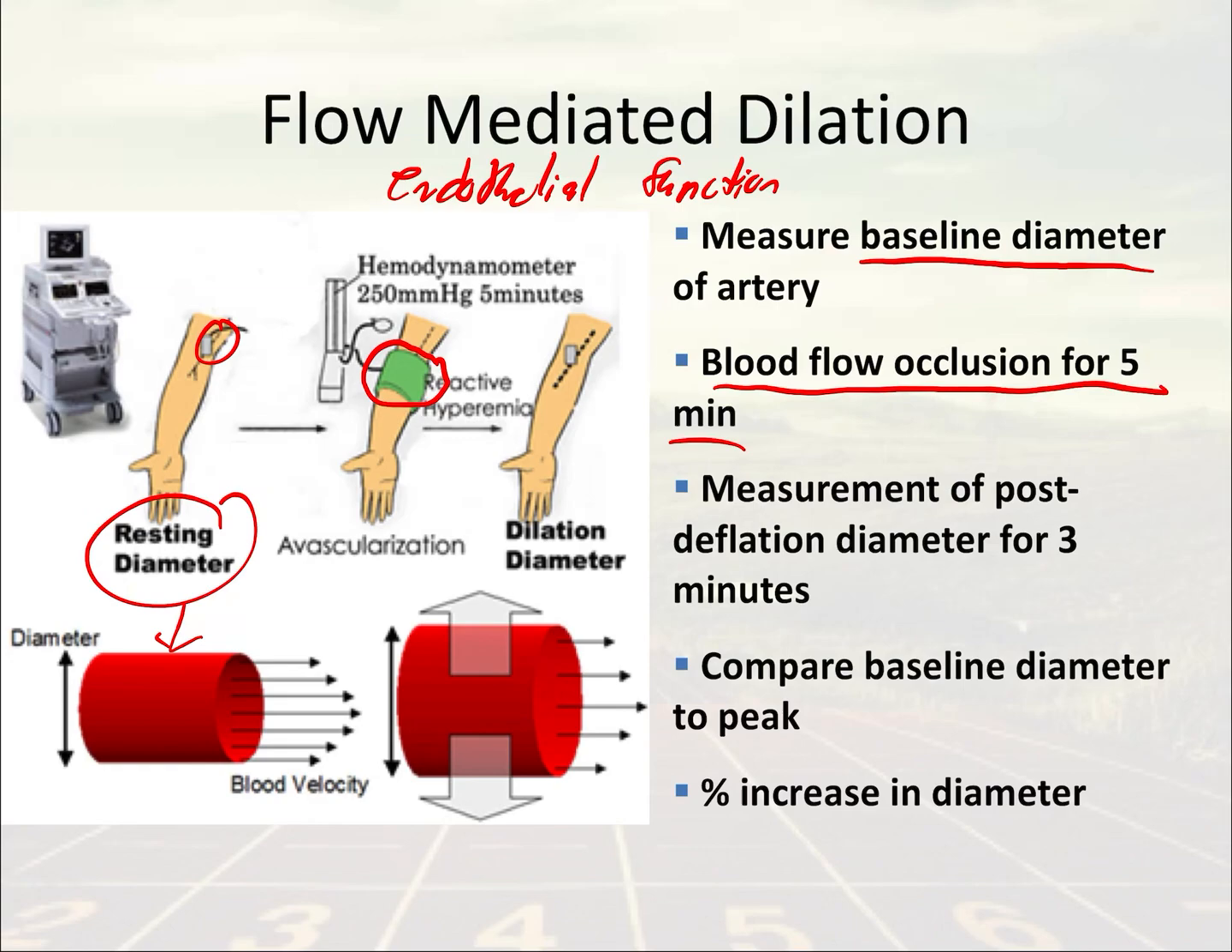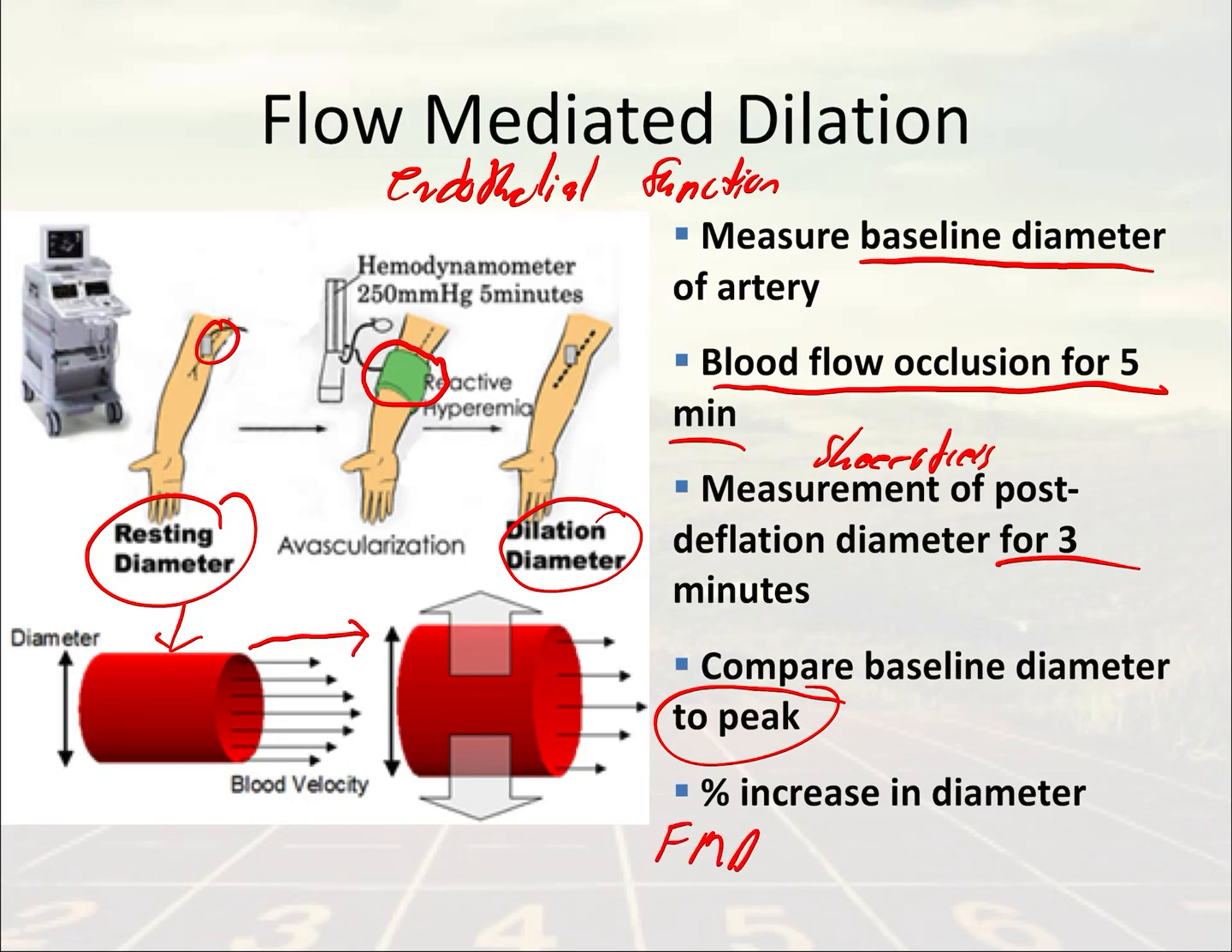The body tries to overreact and send a bunch of blood down that artery, which creates a bunch of shear stress. And then that shear stress causes maximal release of nitric oxide, maximal vasodilation. And we wait about 3 minutes after, still measuring the artery. And we want to see the peak artery diameter, so dilation diameter, and we compare the resting diameter to the dilation diameter, and the FMD number, flow-mediated dilation number, is just the percentage increase.